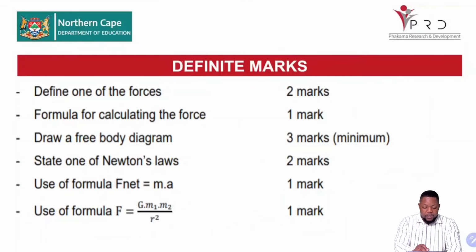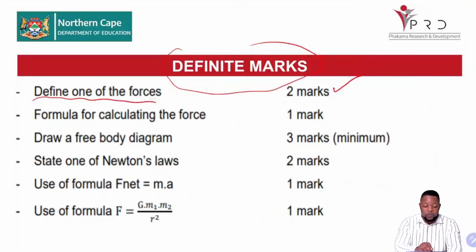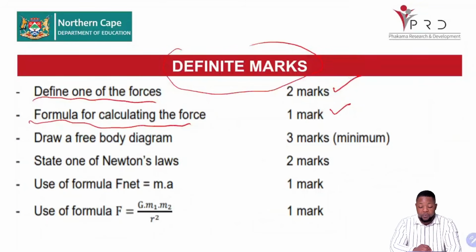Now, what are the definite marks that you definitely need to get? Should you know all those definitions that we listed earlier, then we are sure you will get 2 marks for defining one of those forces. And then if you know all your formulas from the data sheet, you will get 1 mark as a definite mark for the formula for calculating force. There must be a force that you will be asked to calculate.